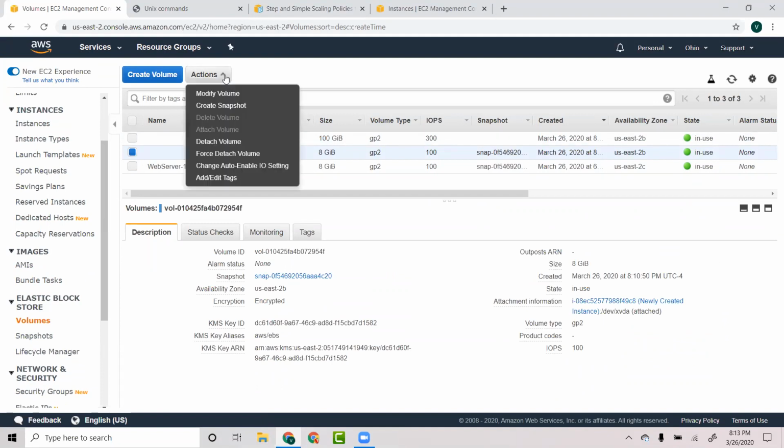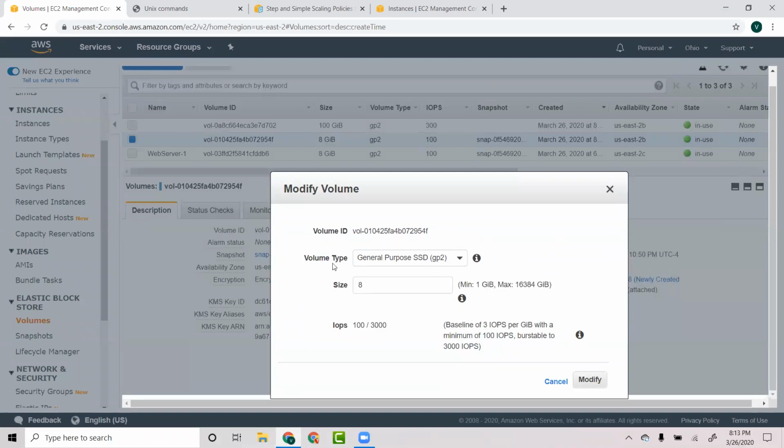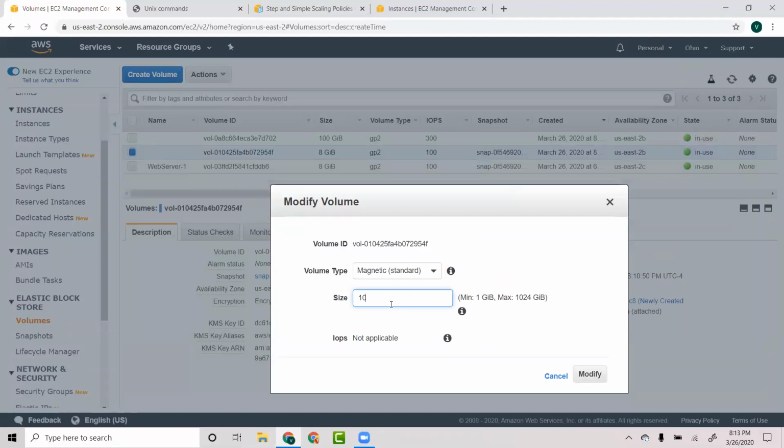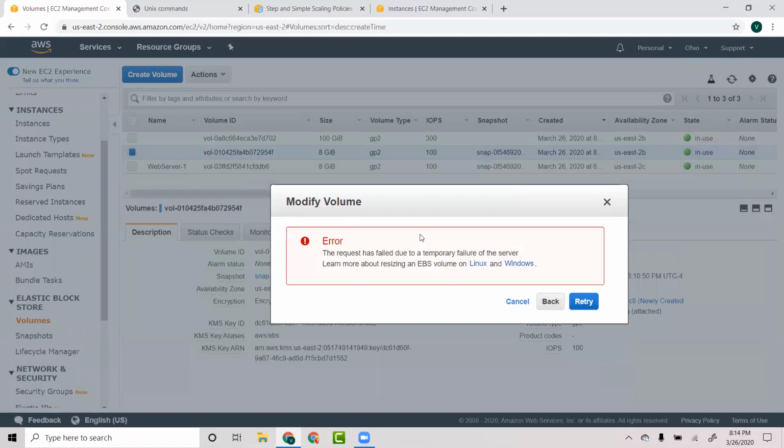For actions, you can modify the volume. In fact, you can modify your volume type also. You can change from general purpose SSD to magnetic with 100 gig. Absolutely, you can do it. You can modify that. Okay, are you sure that you want to modify volume one? It may take some time for performance changes to take effect. You may need to extend the OS file system to the volume to use any newly allocated space. Okay, you will be able to do that.